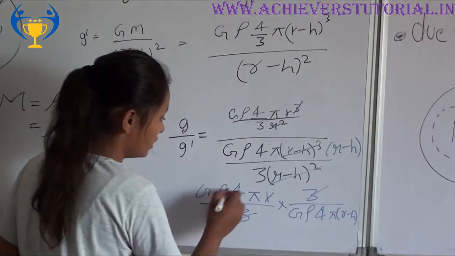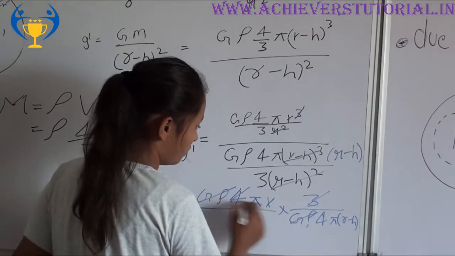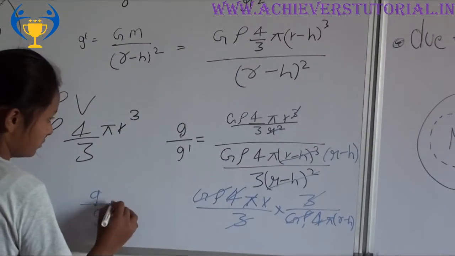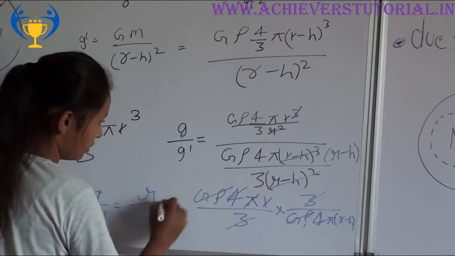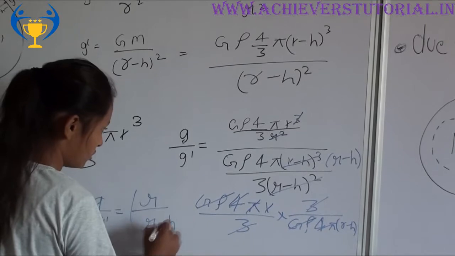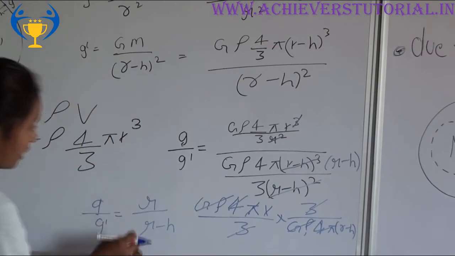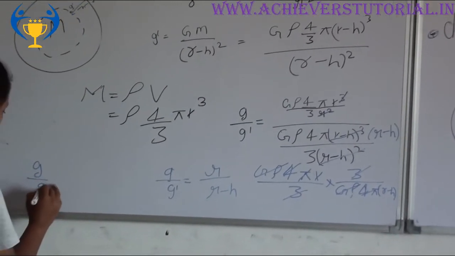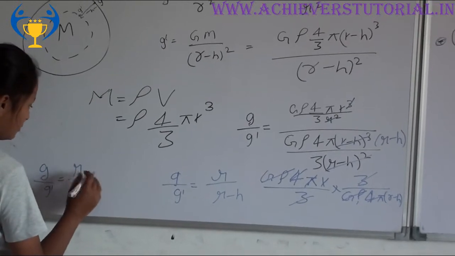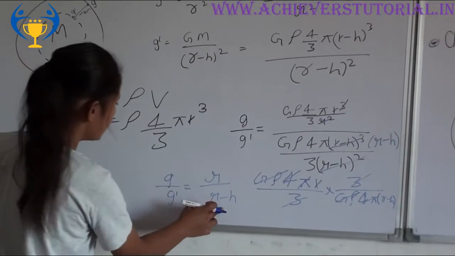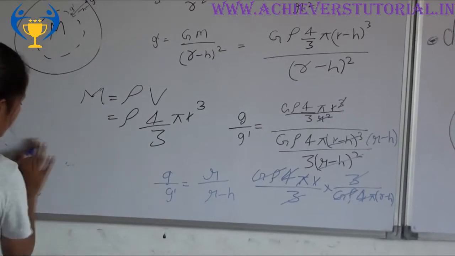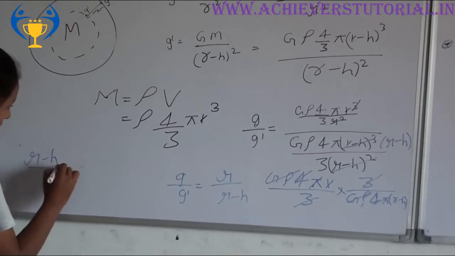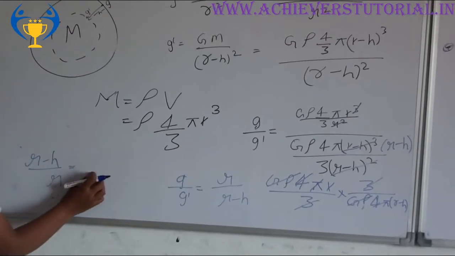4/3 pi G density will be cancelled, and we are left with r minus h. We will make this value here, and we will take g at the opposite side, (r minus h) upon r. This will just make our calculation easy.